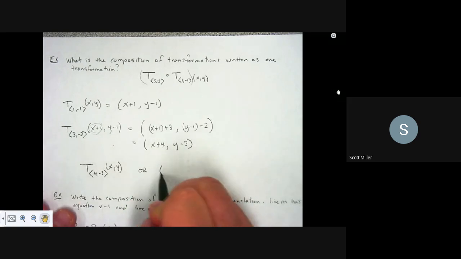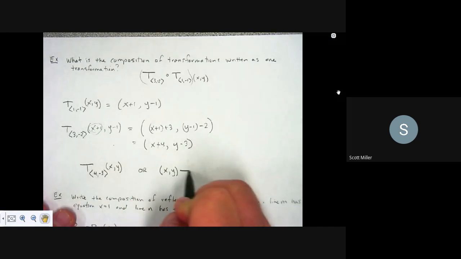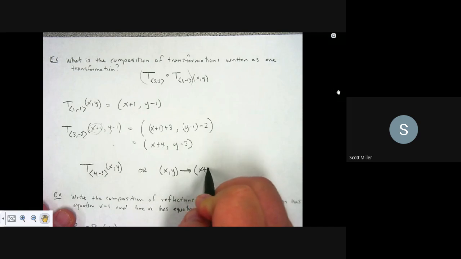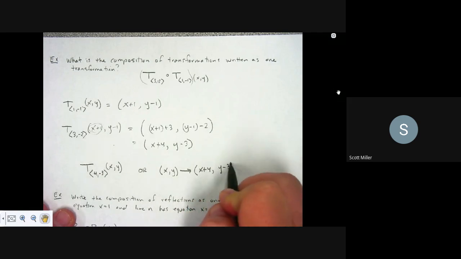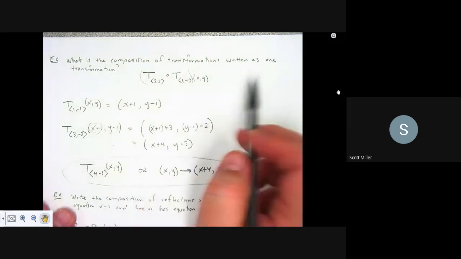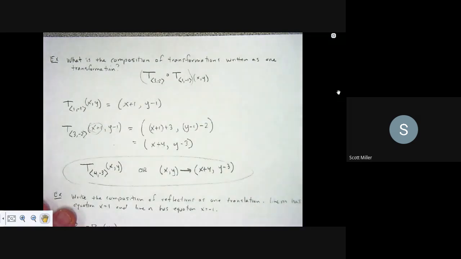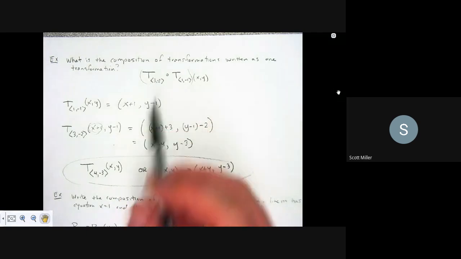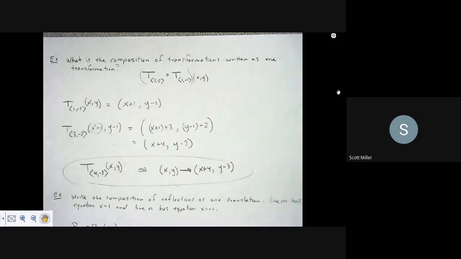Or I can do it as a point translation. So x, y changes to x plus 4, y minus 3. And so these translations right here are equivalent to that composition. It results in the same answer. Okay? Now, it's a little bit harder to change a composition between a translation and a reflection. You'll just have to do it on graph paper to make it easier.